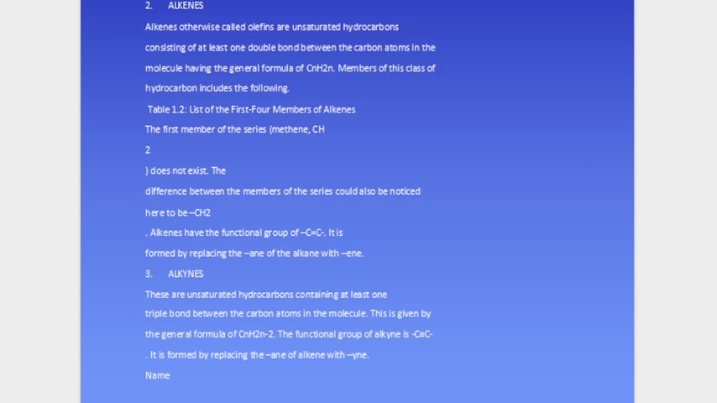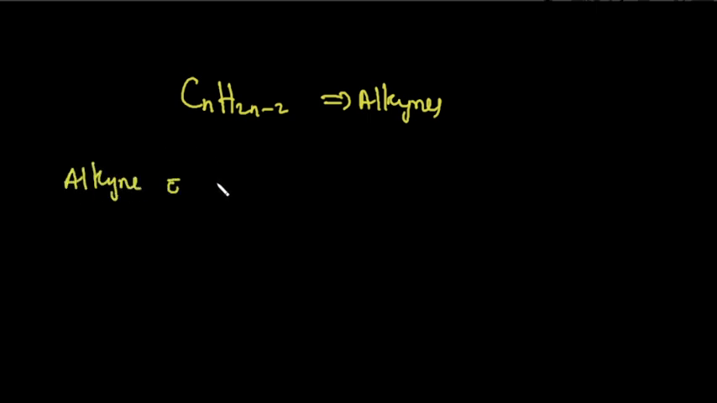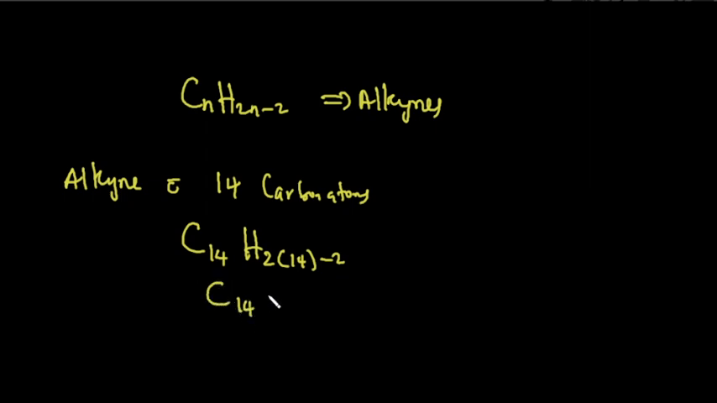CnH2n-2. So the implication is, if we are to look for the formula of an alkyne, because the general formula is CnH2n-2, if I'm looking for an alkyne with 14 carbon atoms, it's going to be given as C14H2 times 14 minus 2, and that's going to be C14H2 times 14 is 28, 28 minus 2 is 26, and that's that basically. So that's that basically about the general molecular formula for alkynes.